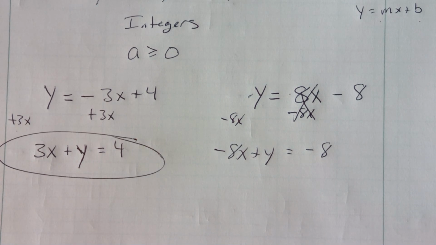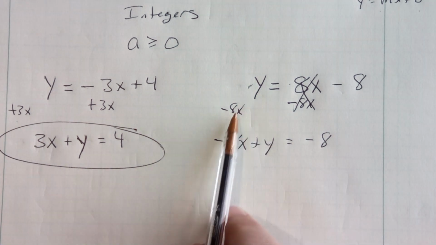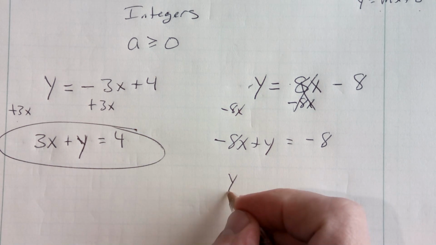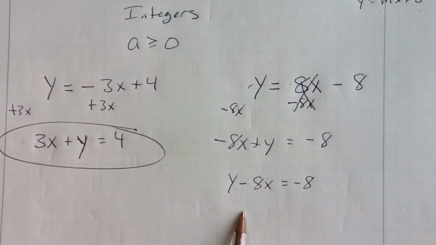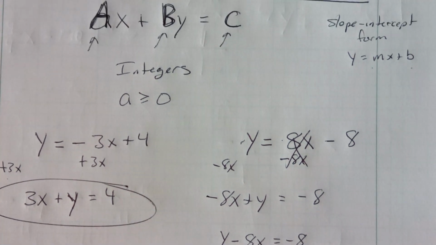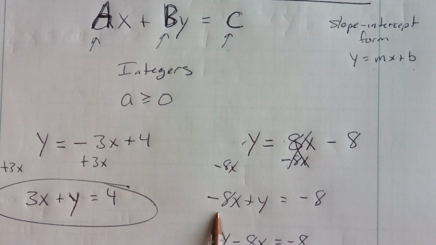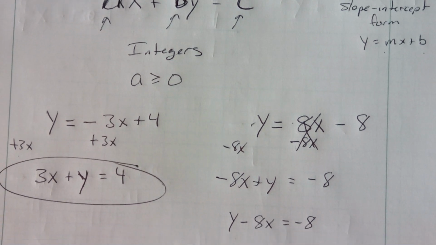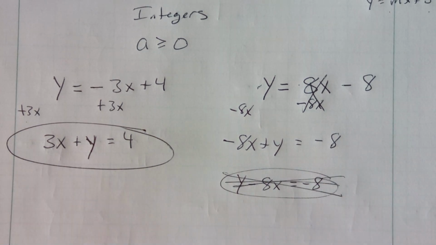Now, a common mistake students will make is they'll actually put the y in front, and they'll write y minus 8x equals negative 8, and that looks pretty much like standard form, but it's not, because first of all, the x term needs to be in front, and the x term needs to be positive. So this form would not be considered correct. They would mark you wrong. But now let's go back to this one.